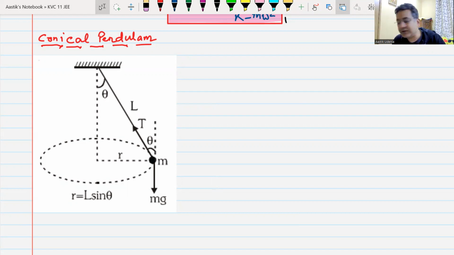This is how a conical pendulum looks like. There is a string. You attach a string to the ceiling. Then there is a bob at the end. The simple pendulum goes like this. This is your simple pendulum. Conical pendulum is like this. If I rotate it like this, this is your conical pendulum. It rotates like this on the horizontal plane. That is the conical pendulum. I'll give you 2 minutes. Note down the diagram first.